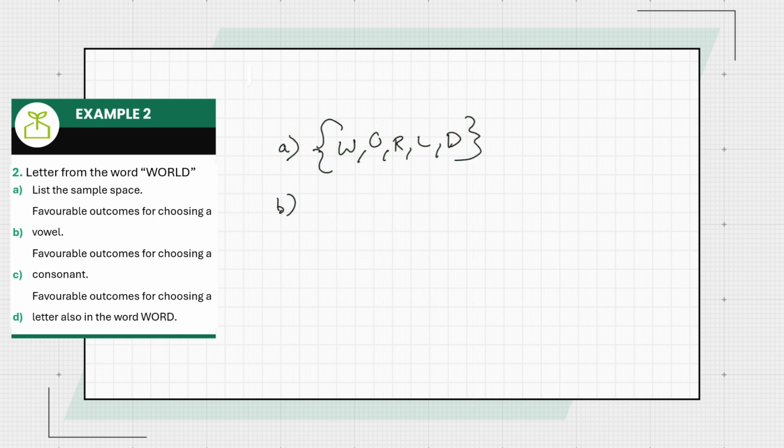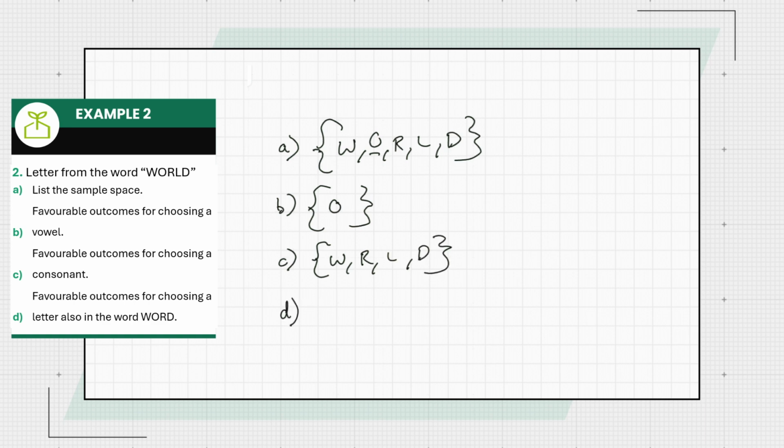Now, favorable outcomes for choosing a vowel. The only vowel here is going to be the O. So it's just going to be O. All right, for choosing a consonant, it's going to be everything else. So W, R, L, and D.